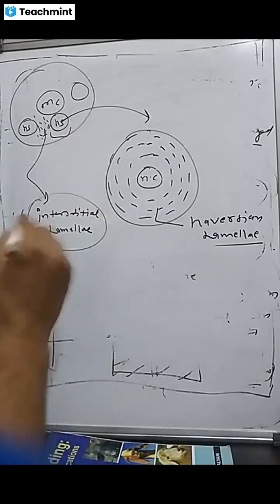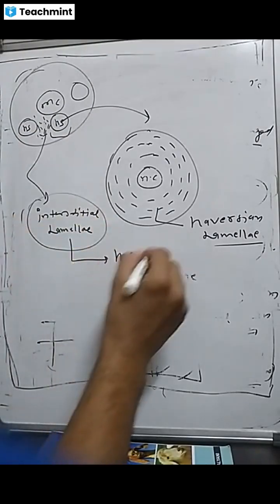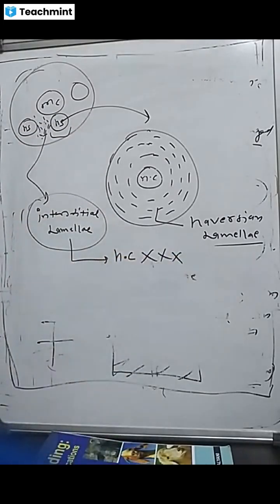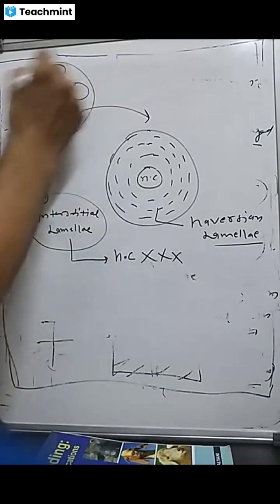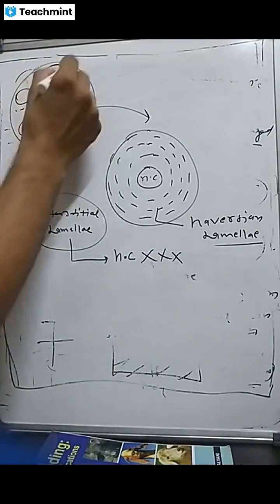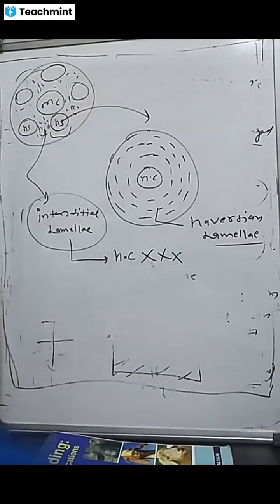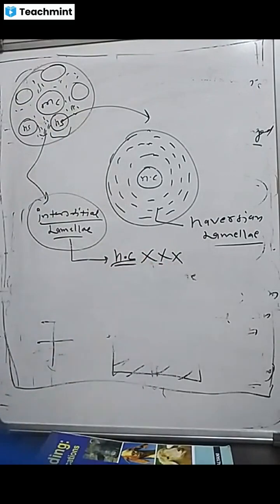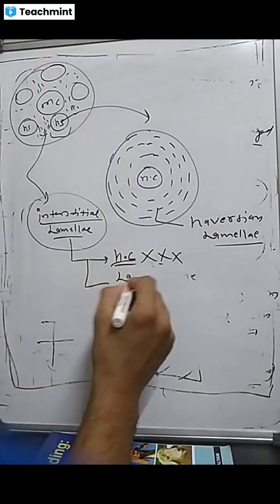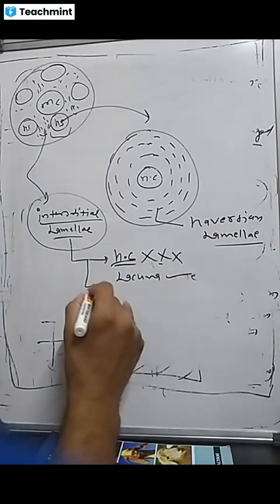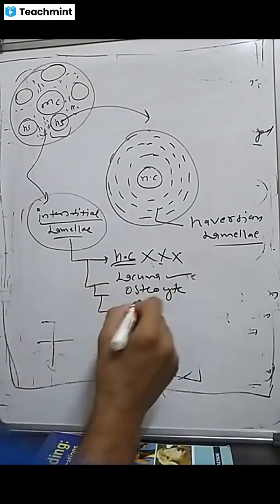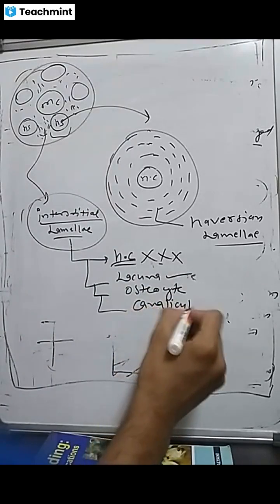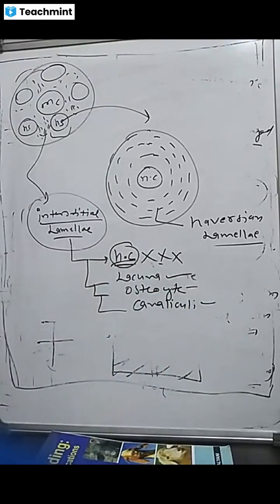In case of interstitial lamellae, the Haversian canal is absent. In between the two Haversian systems, lamellae are present, and in these cases the Haversian canal is absent. They have lacuna, osteocyte, and canaliculi. These are present, but the Haversian canal is not there. They are called interstitial.